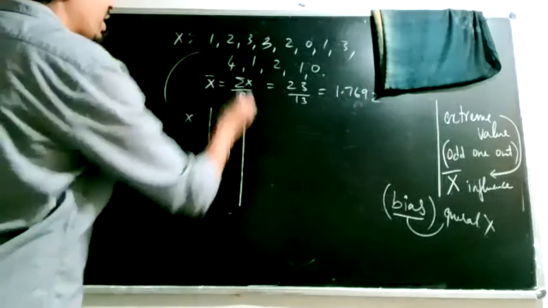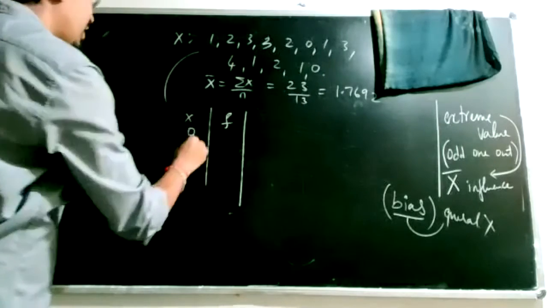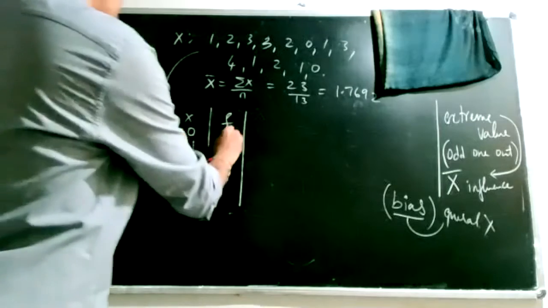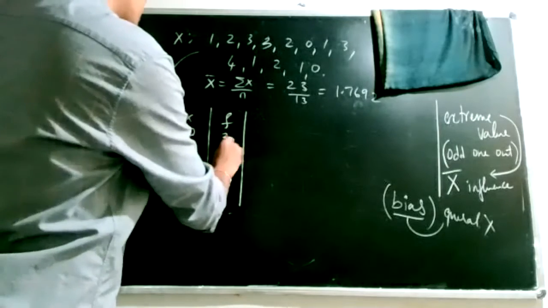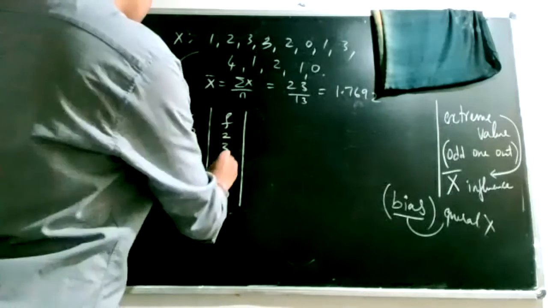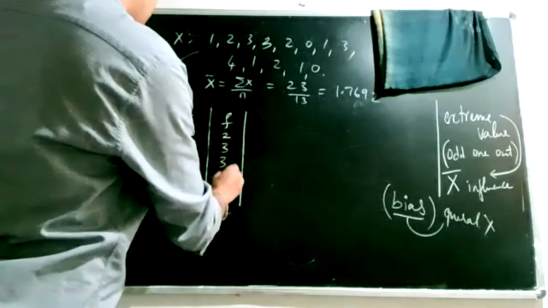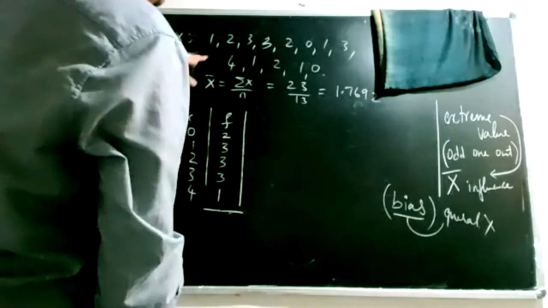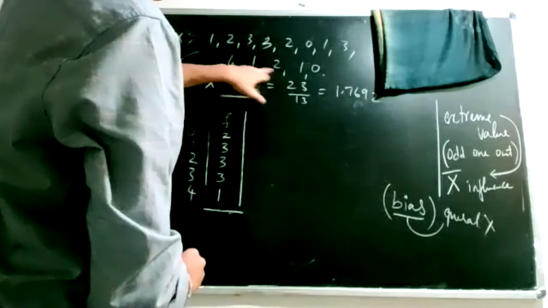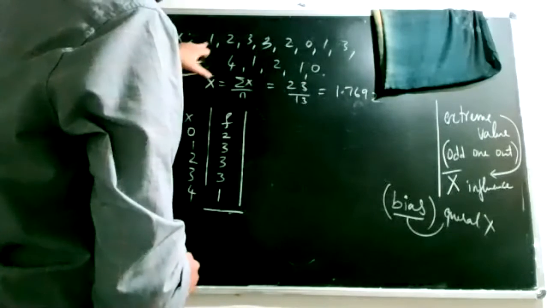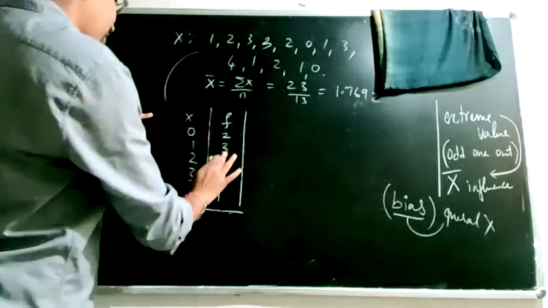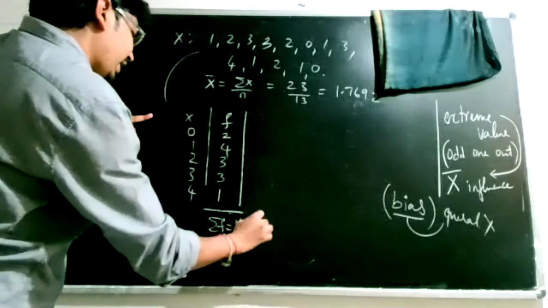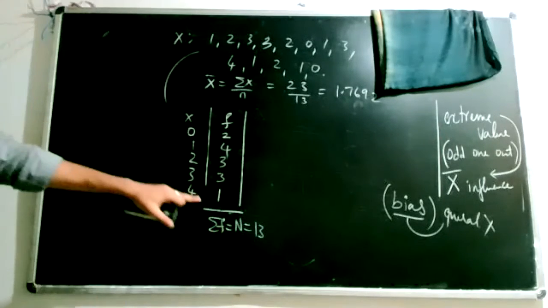Now for the same data, if you convert that into a frequency distribution, you have x values which are 0, 1, 2, 3, 4. These are the 5 possible cases, of which 0 is repeated 2 times, 1 is repeated 4 times, 2 is repeated 3 times, 3 is repeated 3 times, 4 is repeated 1 time. So if you look into total frequency, your n, that is giving you the count.